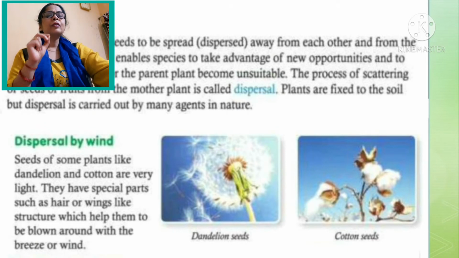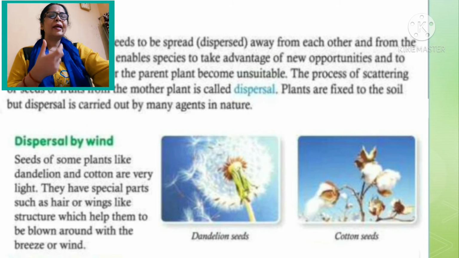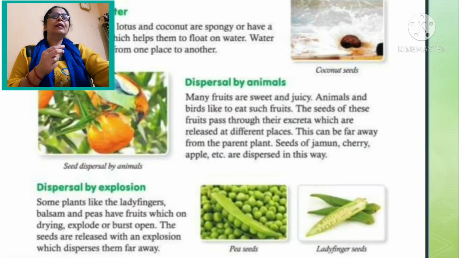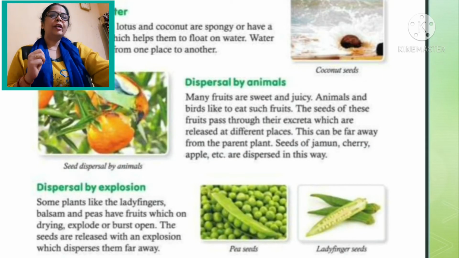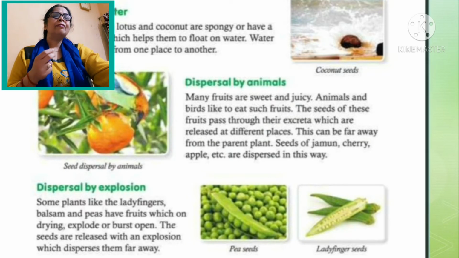First, dispersal of seeds by wind. Some seeds of some plants have a hair-like structure and are very light in weight. They can easily fly away with the air, so these types of seeds easily disperse through the wind. For example, cotton seeds, maple, and dandelion.